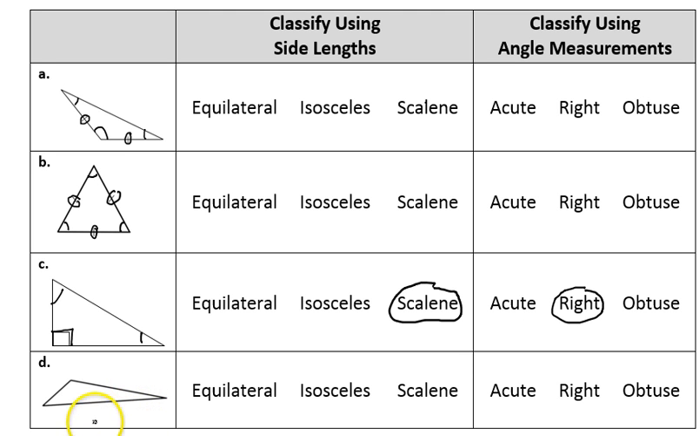And my last triangle, again, does not have any matching hash marks on the sides, so it is also a scalene triangle. And if I look at the angle measurements, I see an obtuse angle right here. It's opened up wider than a 90 degree angle, and two acute angles. So that makes that an obtuse triangle.